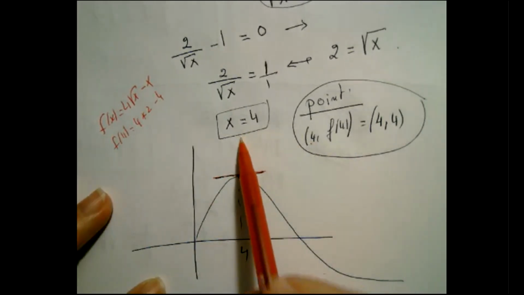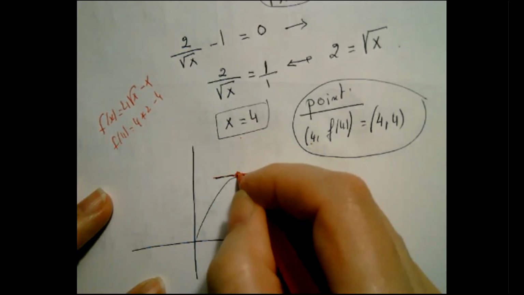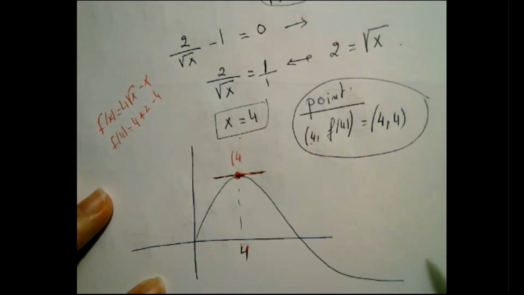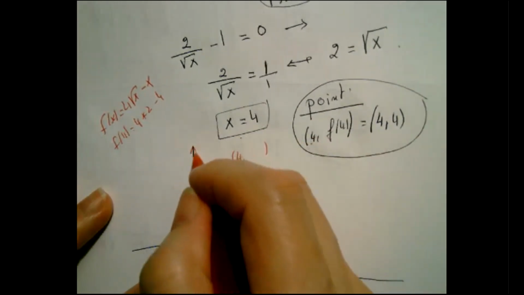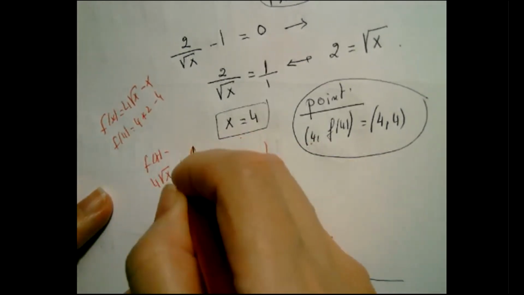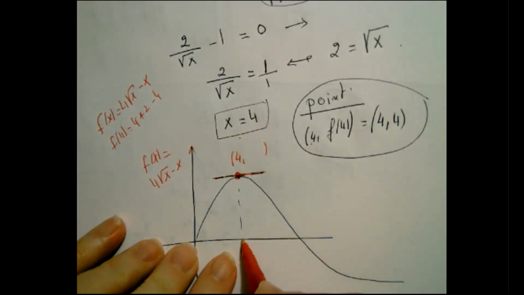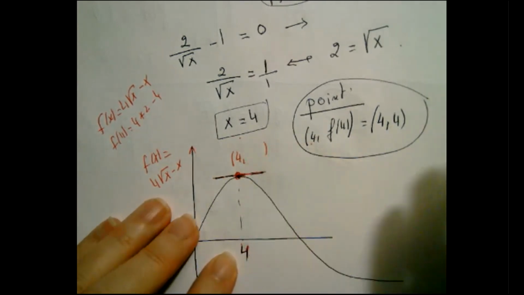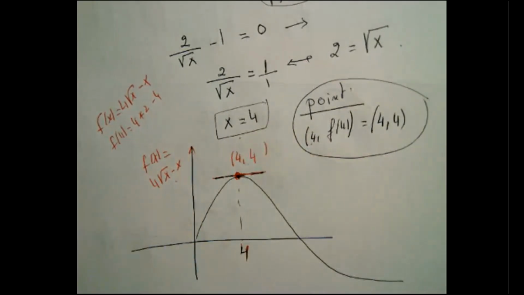Now, setting the slope to 0 gave me that this point's x coordinate is 4. So what's the other coordinate? This is a point on the graph of the function. This is 4 root x minus x. That's the graph. So if I have the 4 here, then the y value, if you want to call it, is f of 4, which happens to be 4. It doesn't have to be, of course. All right. That's the point I'm after.